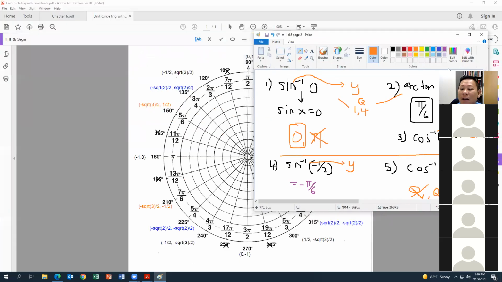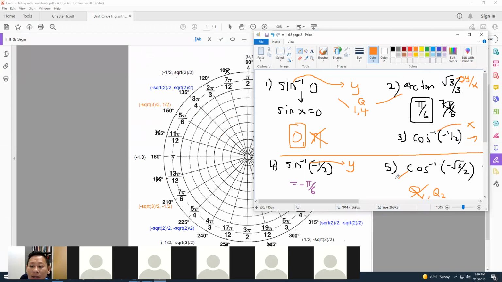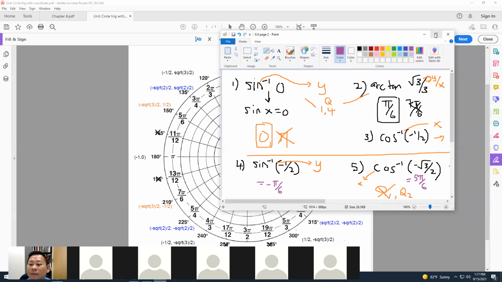Which angle gives us the x value? Cosine is x, which is negative root 3 over 2. What's your answer here? That will be 5 pi over 6, because that's your x value, negative root 3 over 2. So your answer will be 5 pi over 6 here. You guys all right?